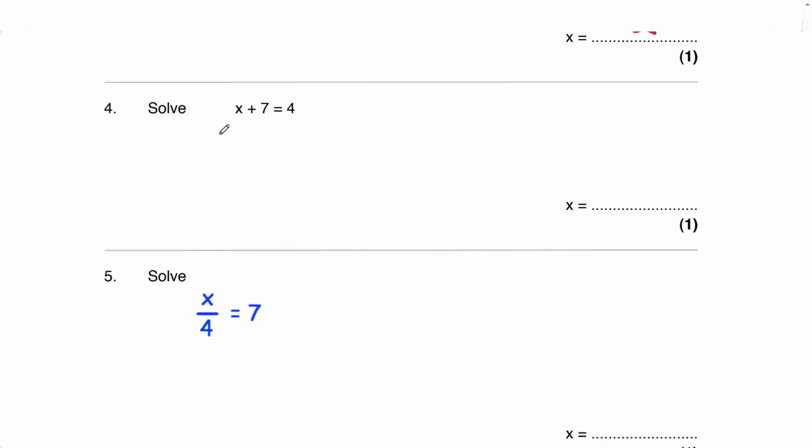Question number 4, solve x plus 7 equals 4. To get x, you need to subtract 7 on both sides, and definitely this is going to give you minus 3.